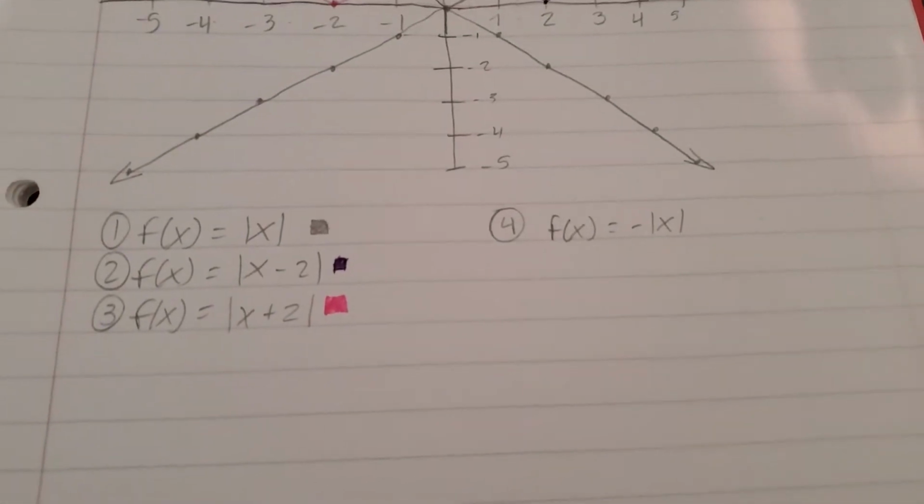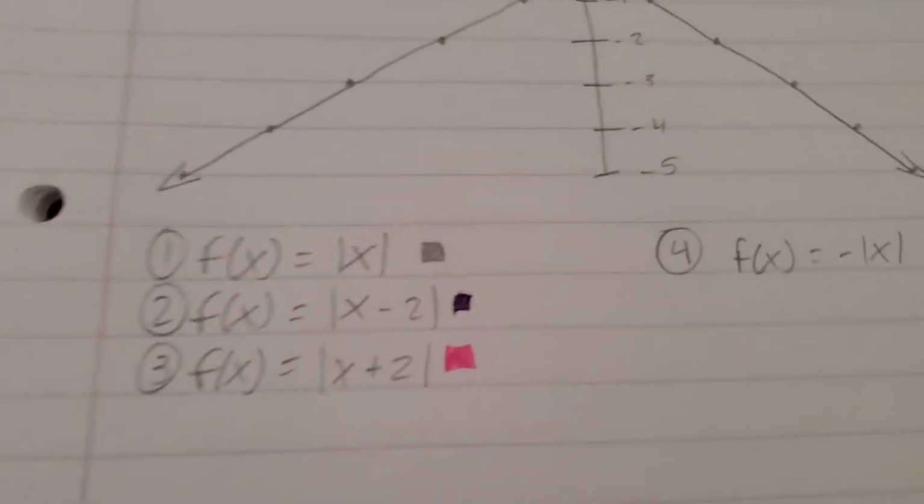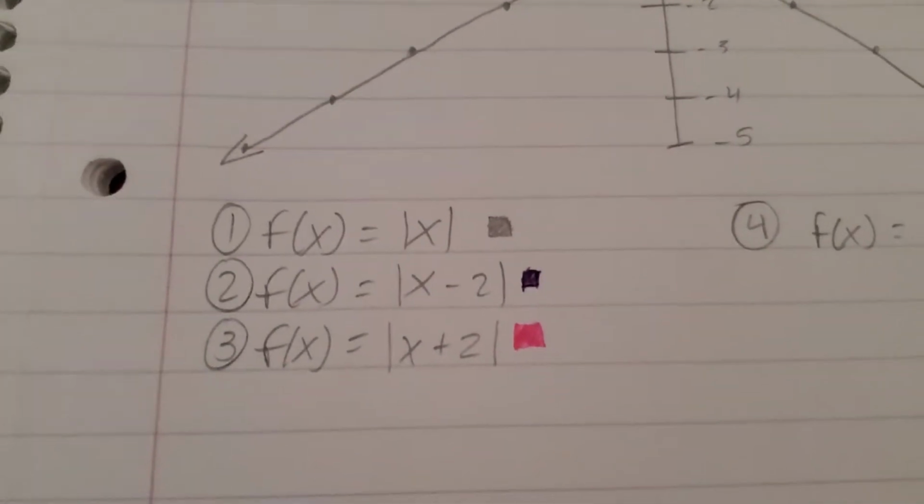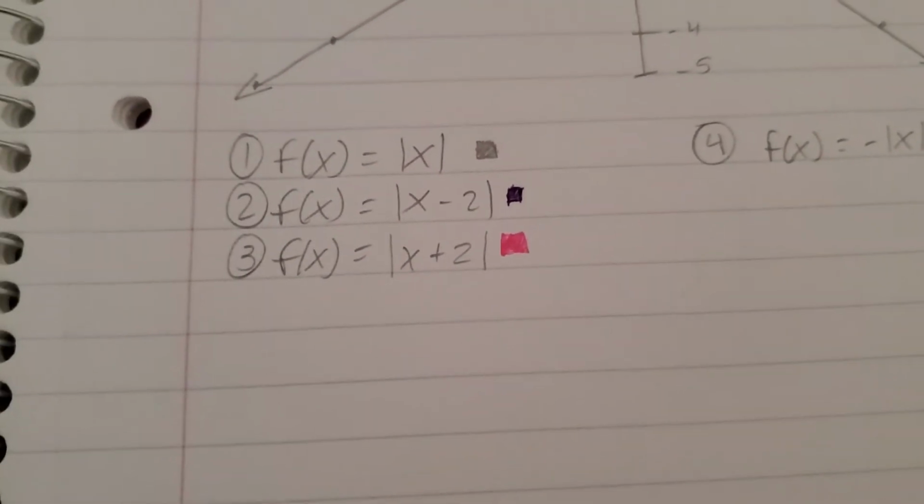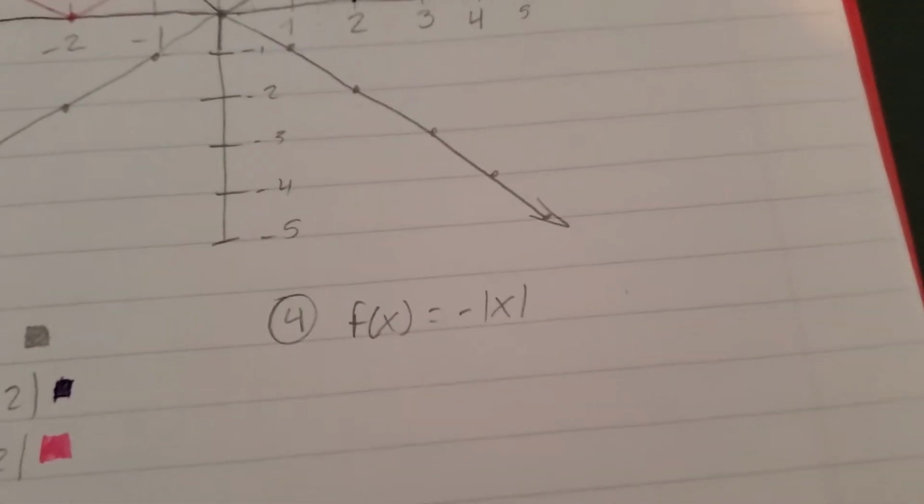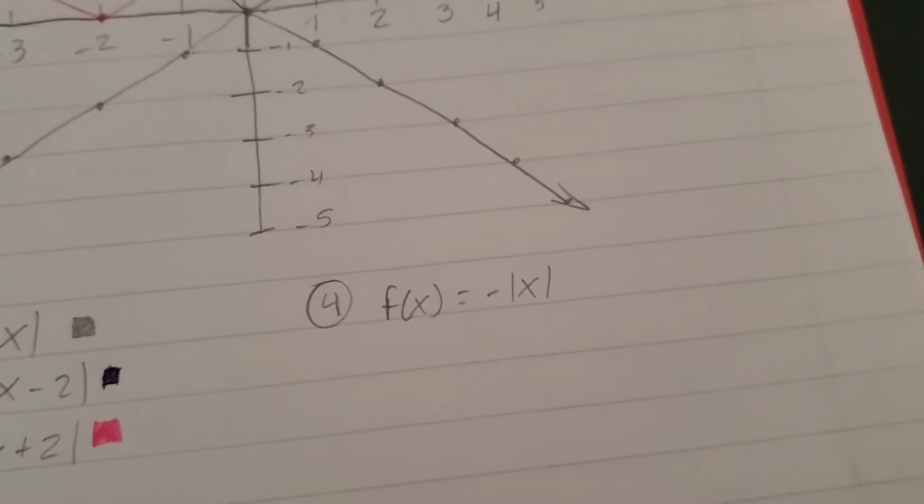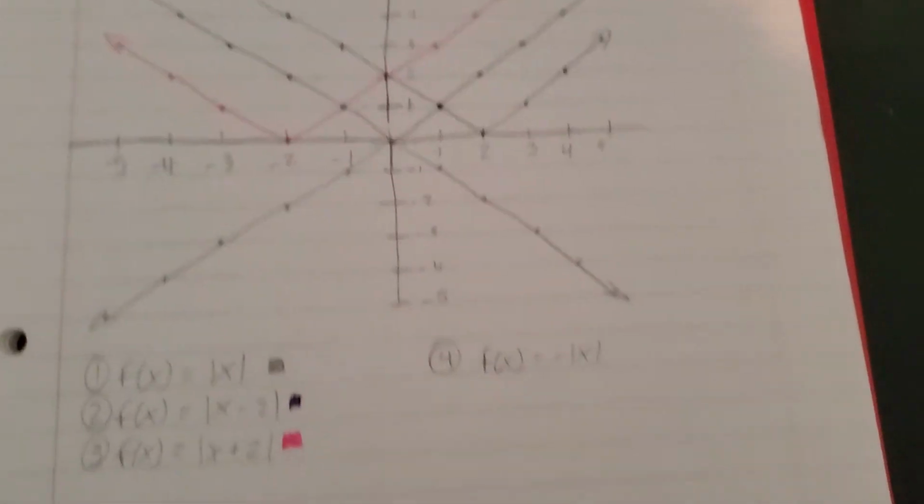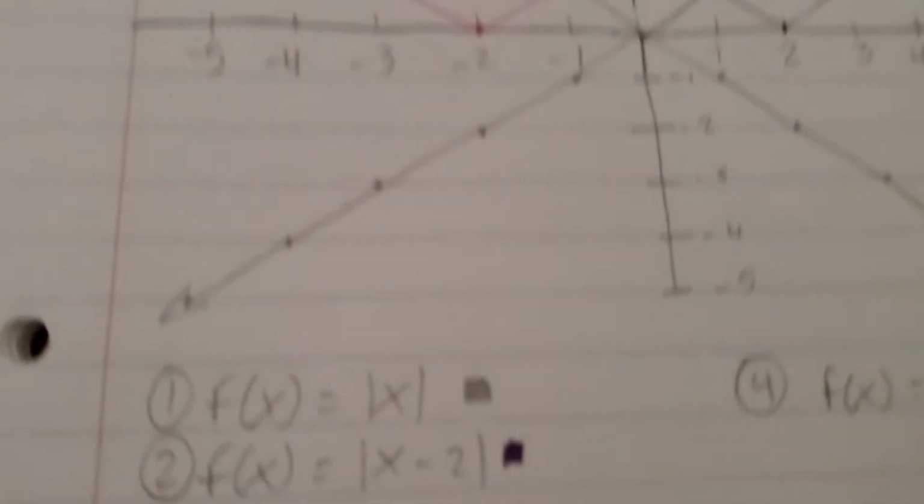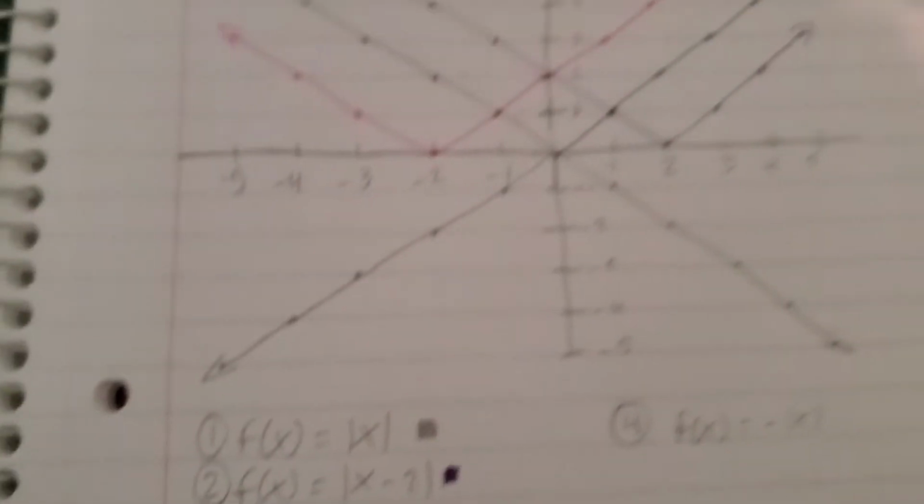There are four equations that have absolute values: f of x equals the absolute value of x, the absolute value of x minus 2, the absolute value of x plus 2, and negative the absolute value of x. So the way you graph this is, let's start with f of x equals the absolute value of x.